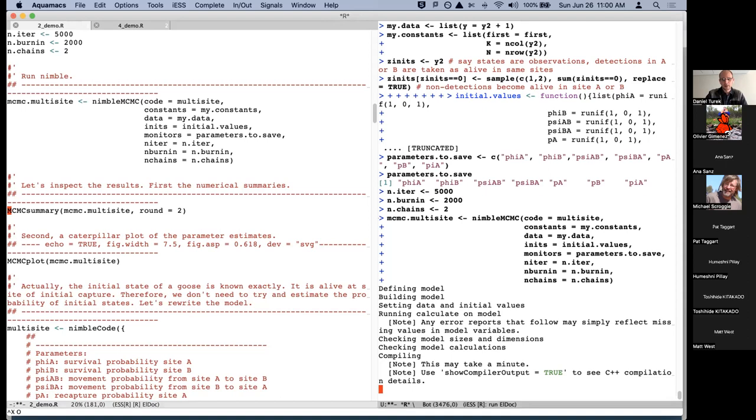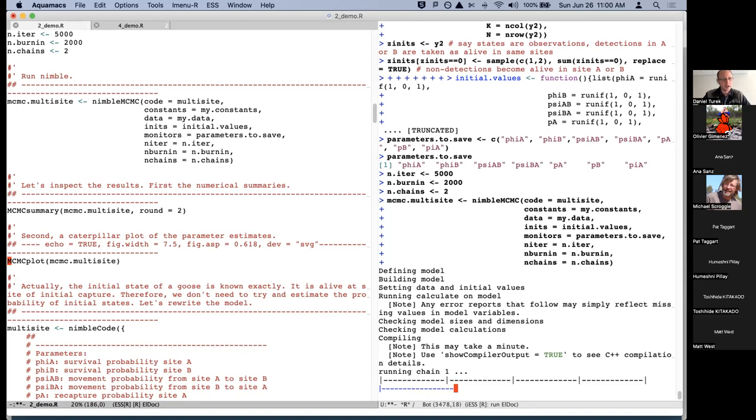Although, certainly taking its time right now. Okay, so here go the chains, and this is indeed why I shortened it a little bit. Maybe could or should have done it more, but we have two chains of 5,000 iterations. One takes about seconds or so. There's the first. There's the second.